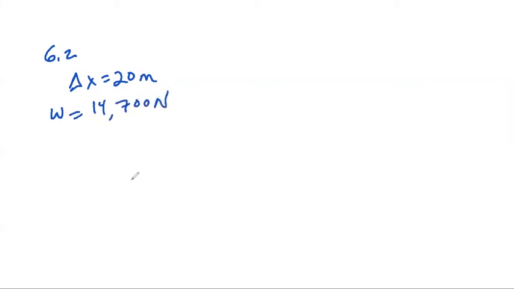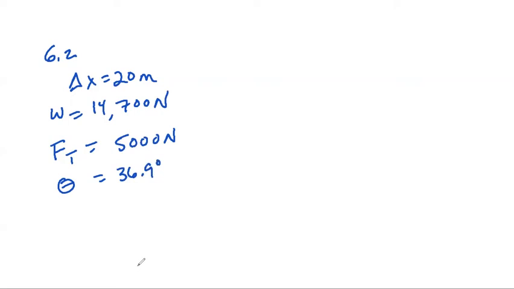All right, we are on problem 6.2. It says, a farmer hitches her tractor to a sled loaded with firewood and pulls it a distance of 20 meters, delta X equals 20 meters, along level ground. The total weight of the sled and load is 14,700 newtons. The tractor exerts a constant 5,000 newton force, at an angle theta equals 36.9 degrees above the horizontal.